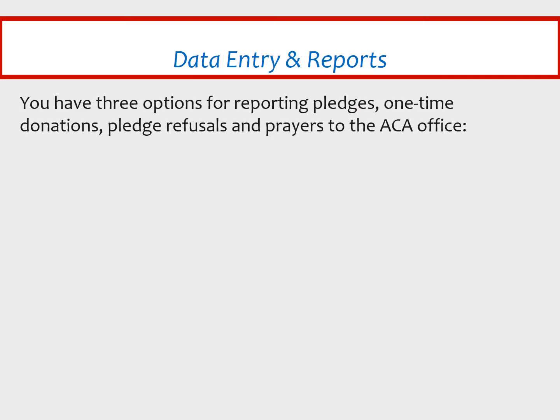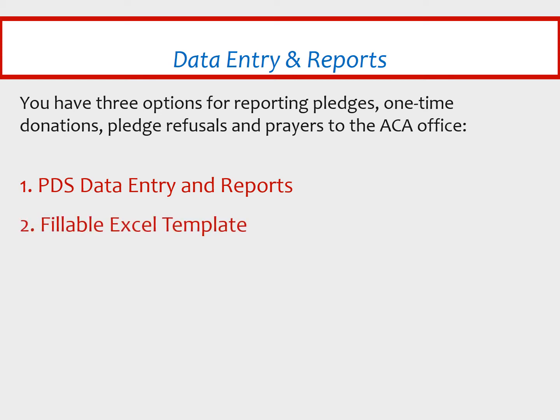Data entry and reports. You have 3 options for reporting pledges, one-time donations, pledge refusals, and prayers to the ACA office. The first, which is recommended because the majority of our parishes have this database, is PDS. Detailed instructions are included in the files you will download from our website on our parish resources page, and therefore will not be detailed in this presentation.